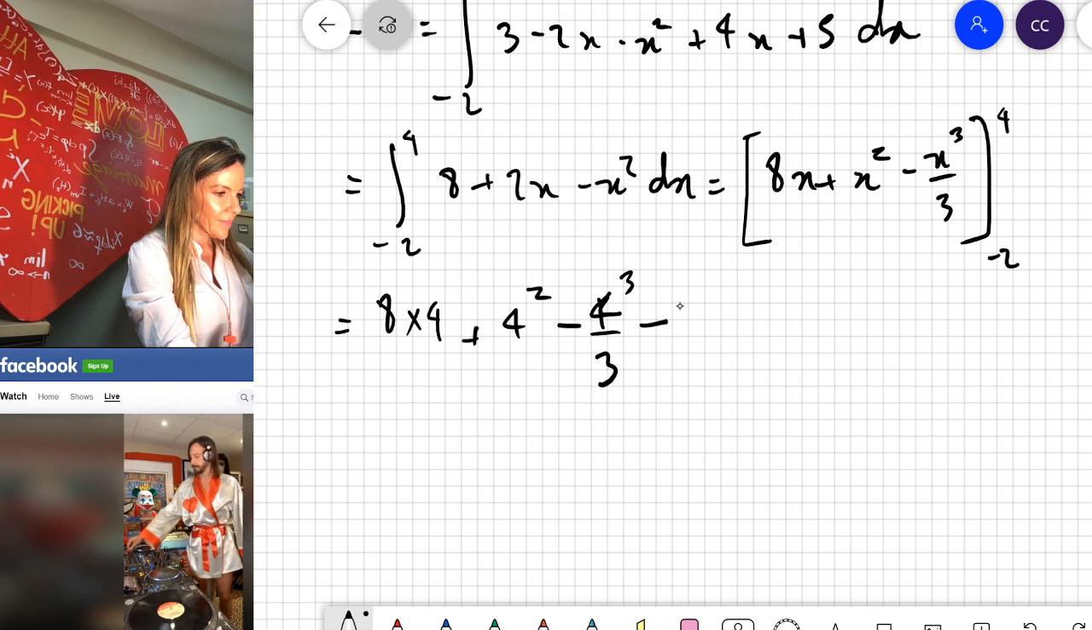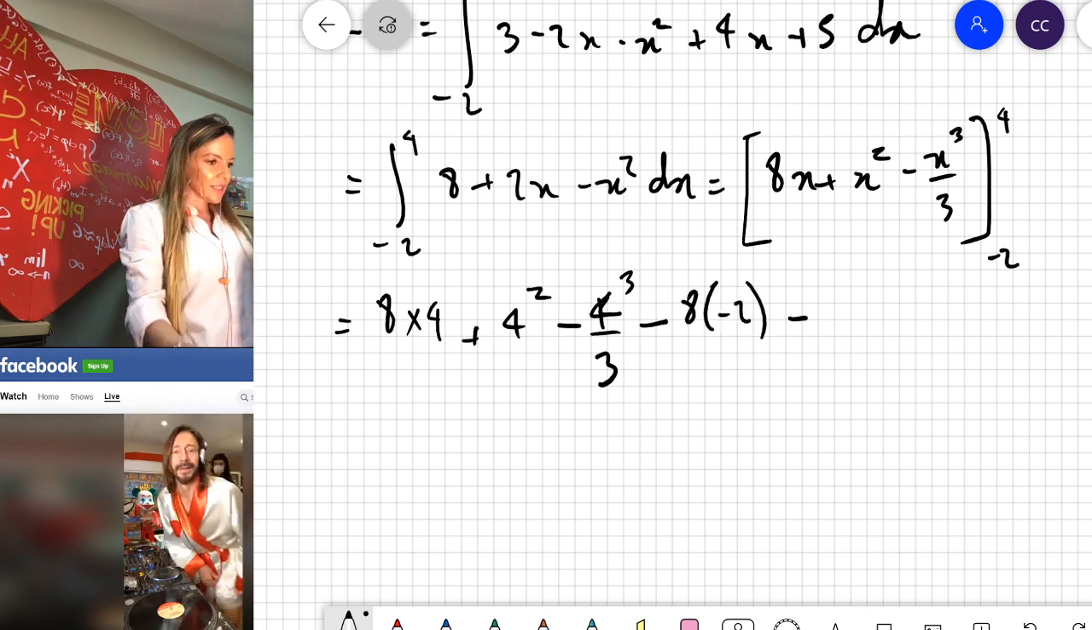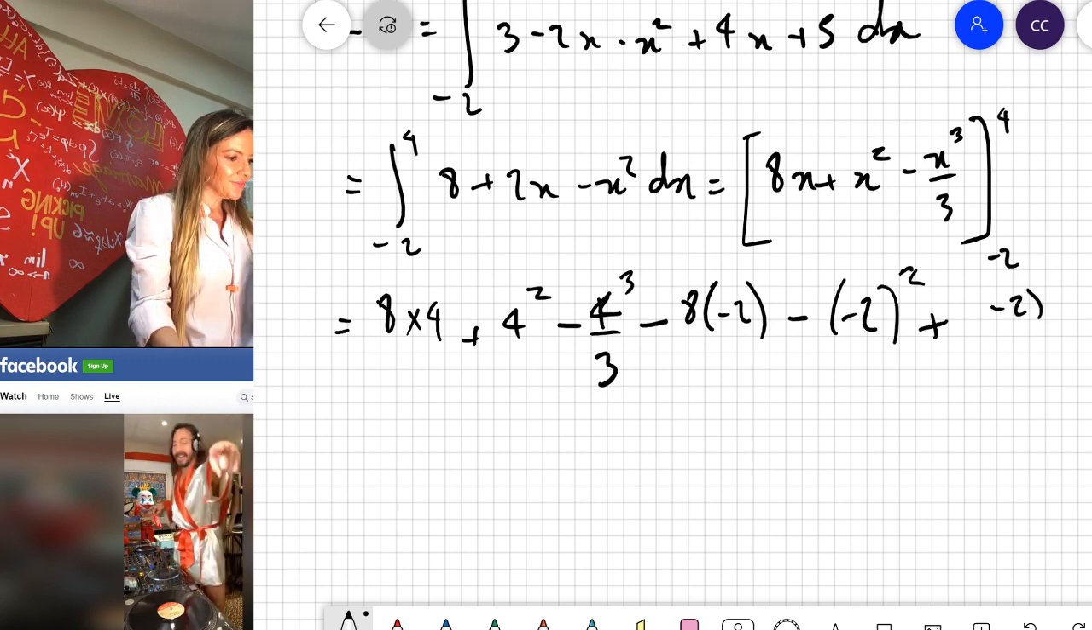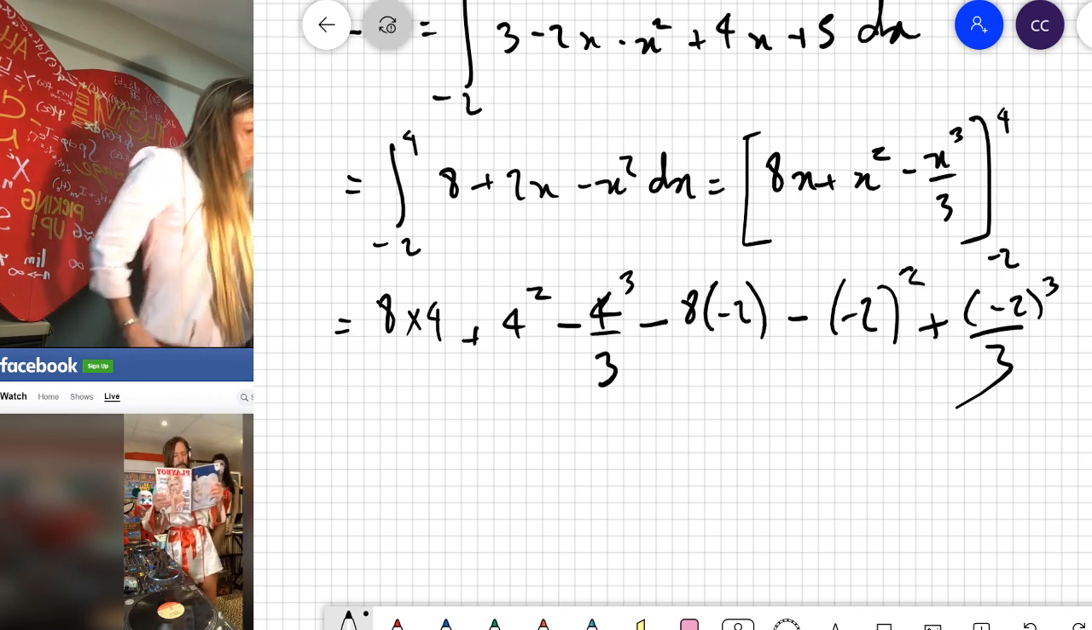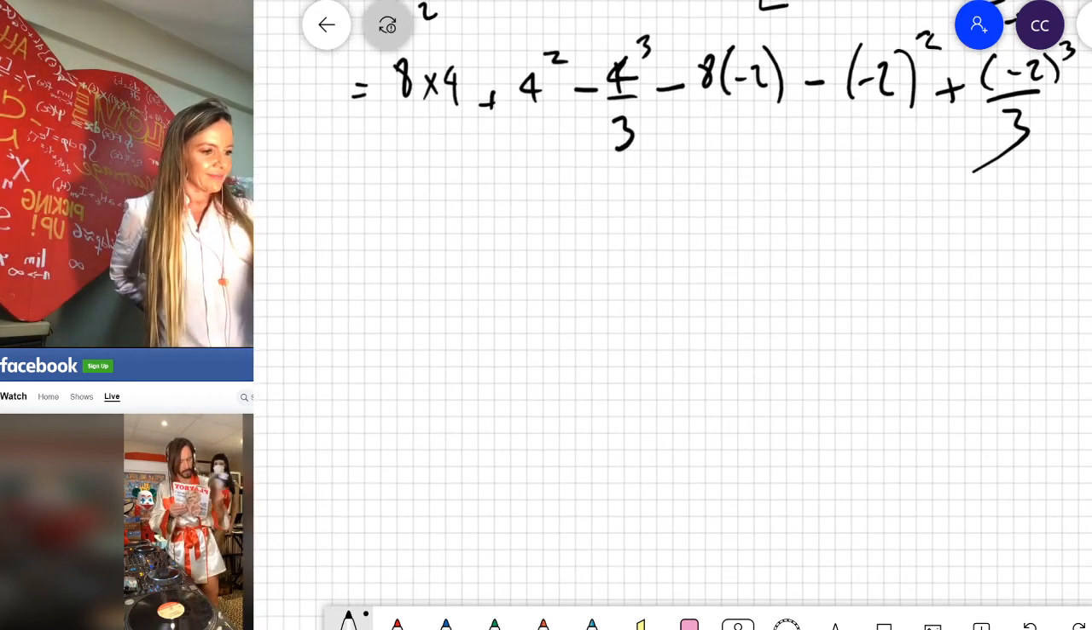Keep the negatives, keep track of your negatives. That's minus x squared plus. Done. Question 5.